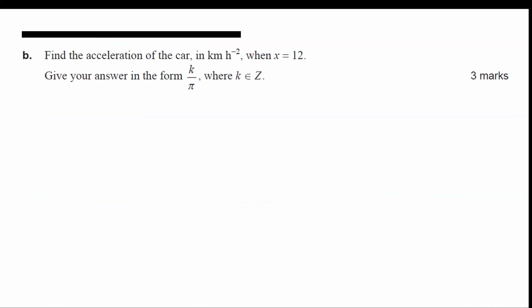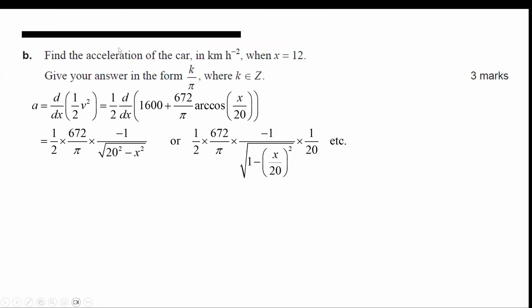Next part, find the acceleration of the car when x equals 12. Give your answer in the form k over pi. K is a whole number, which means you have to simplify the answer to this form. And the k could be a positive or negative integer, depending on our calculation. Directly, if you use a equals half v squared dx, this will be the most handy method.